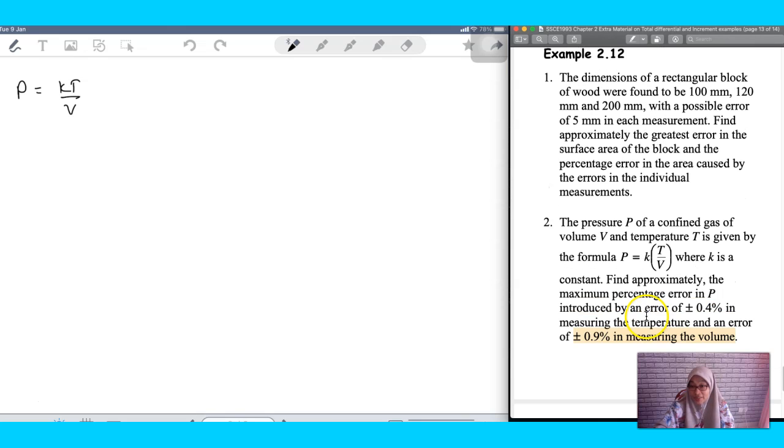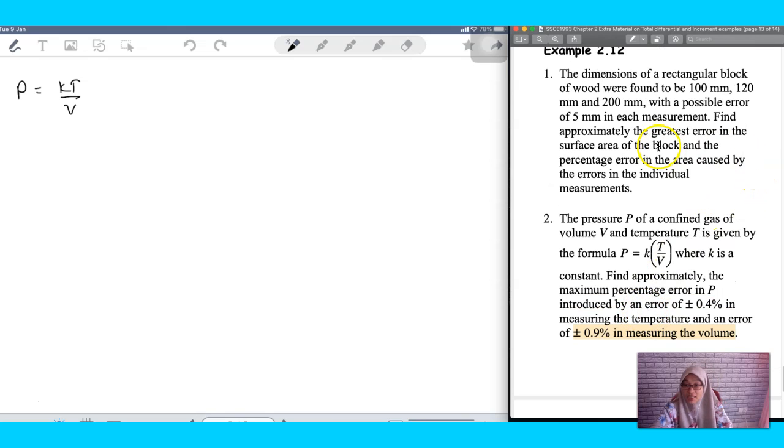So do you think, if you look at the previous example, this one is asking for just a maximum error. They provide you all the measurements, all the value of each variable: the value of x, the value of y, and the value of z. So at least you know the value for specific variables.